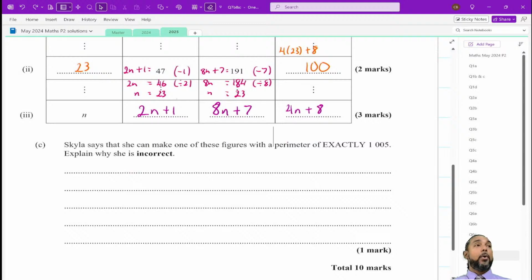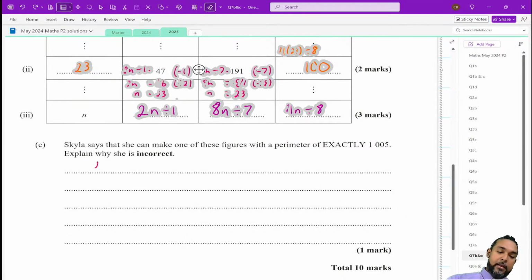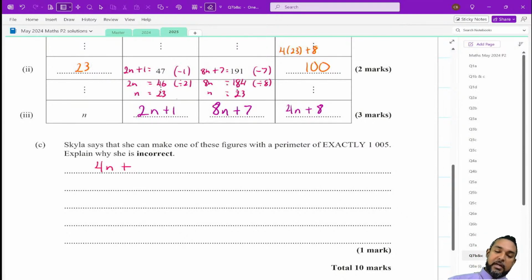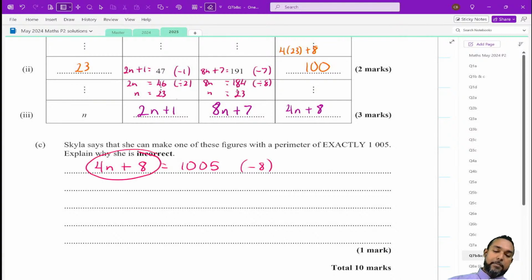But what they want you all to do is simply to say, look, she is saying that the perimeter is equal to 1005. This formula gives us the perimeter. So if we put that 4n plus 8 equal to 1005 and solve for n, let's see what we get. So the first thing, to solve for n, we have to remove the 8. How is the 8 attached? What operation? Addition. So to remove it, we have to use subtraction. So we're going to subtract 8 from both sides. If we subtract 8 from this side, it'll cancel this 8, leaving us with 4n. If you subtract 8 from this side, then you get 997.